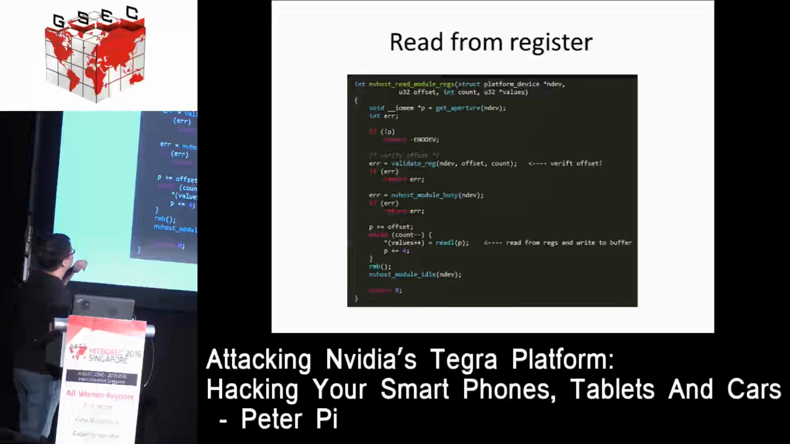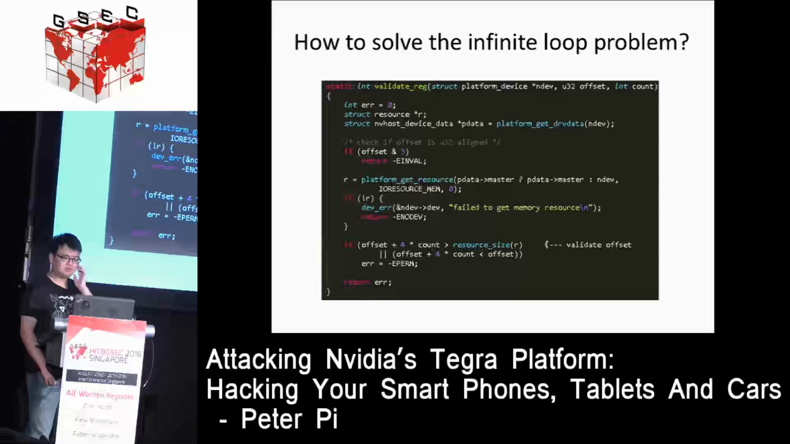This is the read from function of read from register, NVhost read module register. You can see the execution flow is similar to the write. Validate the register, validate the offset and the count first. If the offset and the count are valid, then read from the register and write to the buffer. So we must solve the infinite loop problem if we want to overwrite the k-malloc buffer.